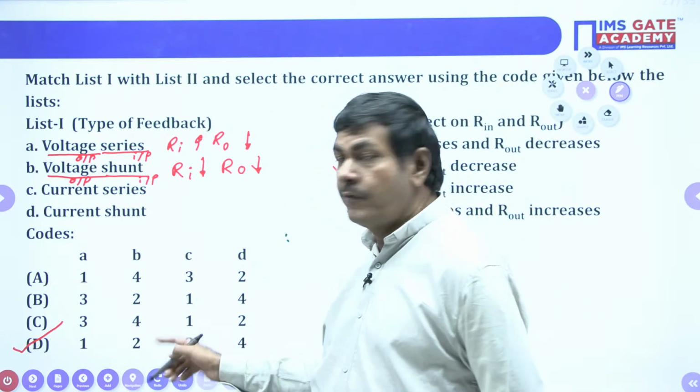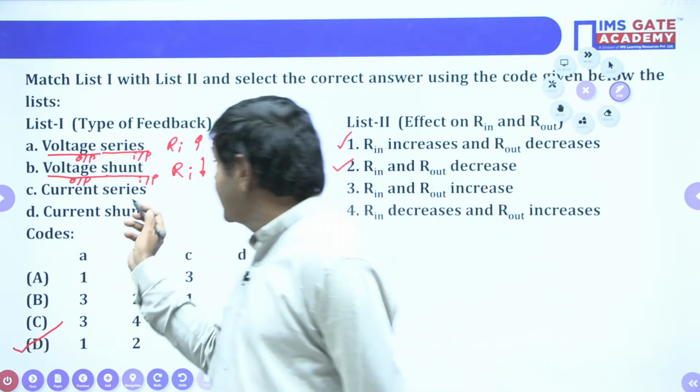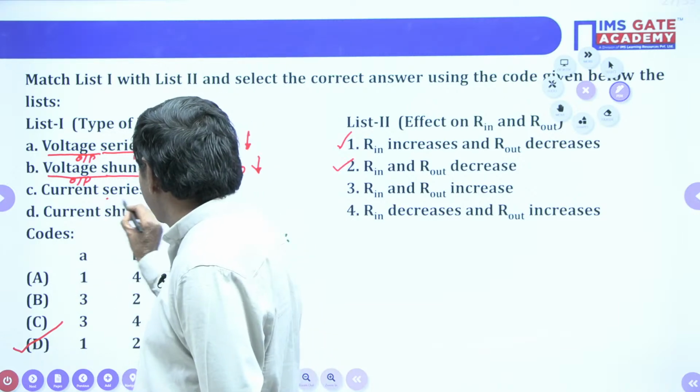The rest, 3 and 4, will come directly. Otherwise, if you got stuck, you can try again. What about current series? Series is the input here.